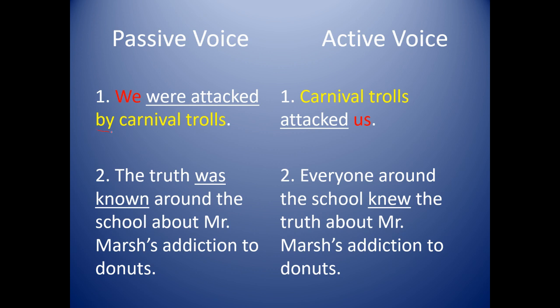that the passive voice oftentimes will have a by prep phrase in it, but it doesn't have to. When I say the truth was known around the school, it didn't say by everyone or by the student body or by the teachers. It didn't say that. And what's unique about the passive voice is that it sometimes can hide that. That's why it's used in law, particularly by lawyers, so we can kind of hide things that we don't really want to come out and say.